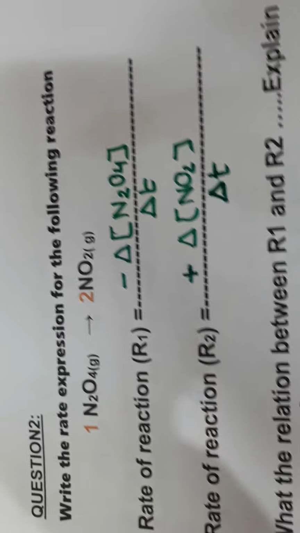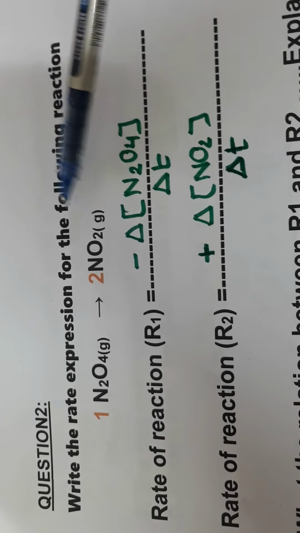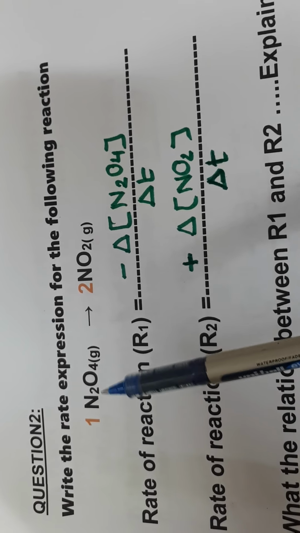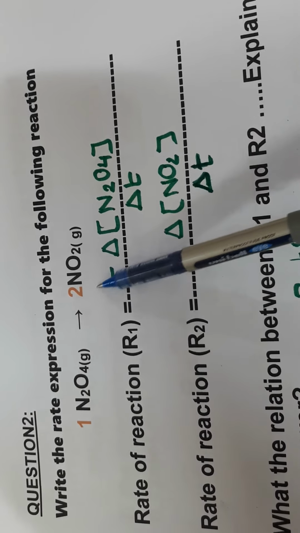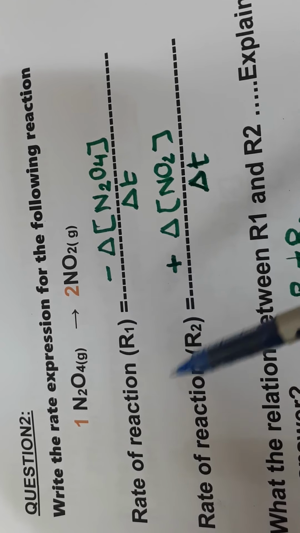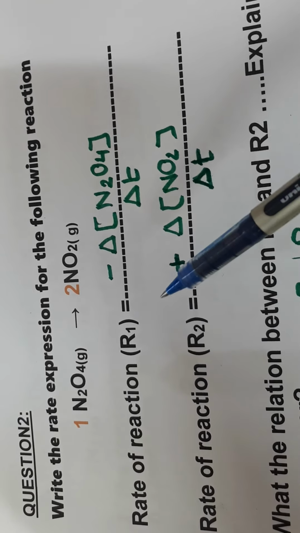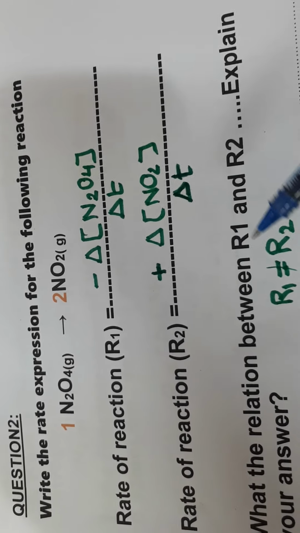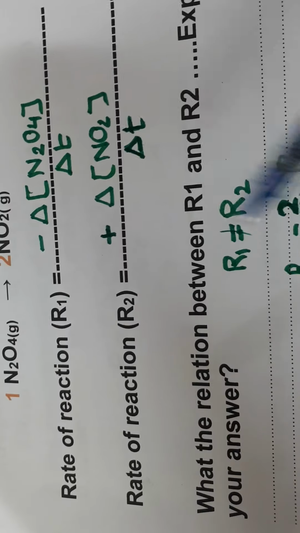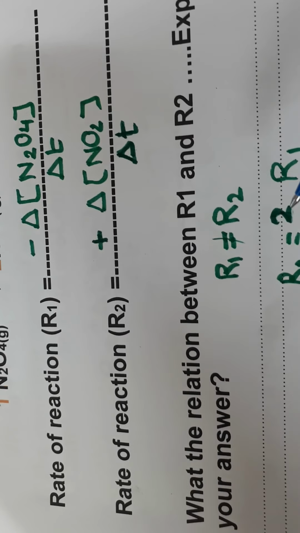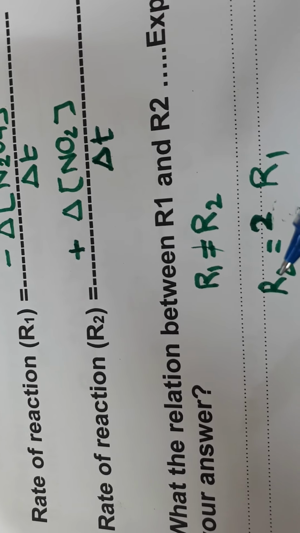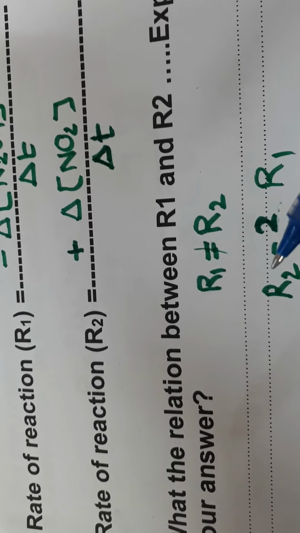But in this example, observe the rate of reaction is different because 1 mole of reactant gives 2 moles of the product. What does this mean? This means that R1 is not equal to R2. R1 is different from R2. And the relation is that R2 equals 2 times R1. Why? Because for R2, the number of moles of the product is double the number of moles of the reactant.